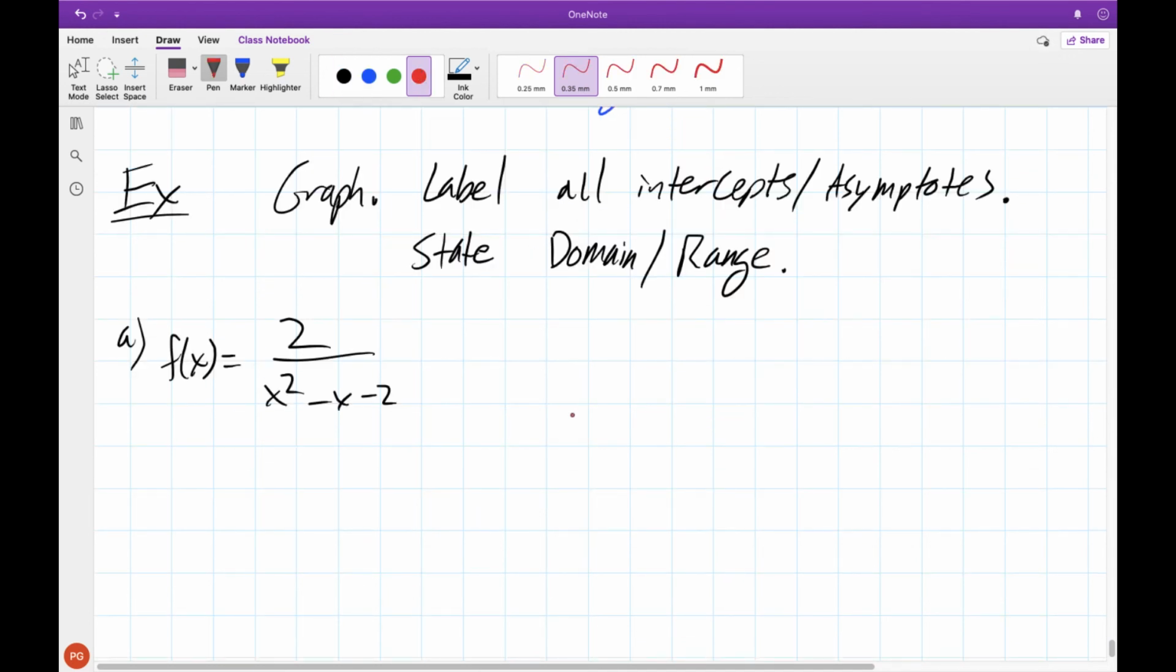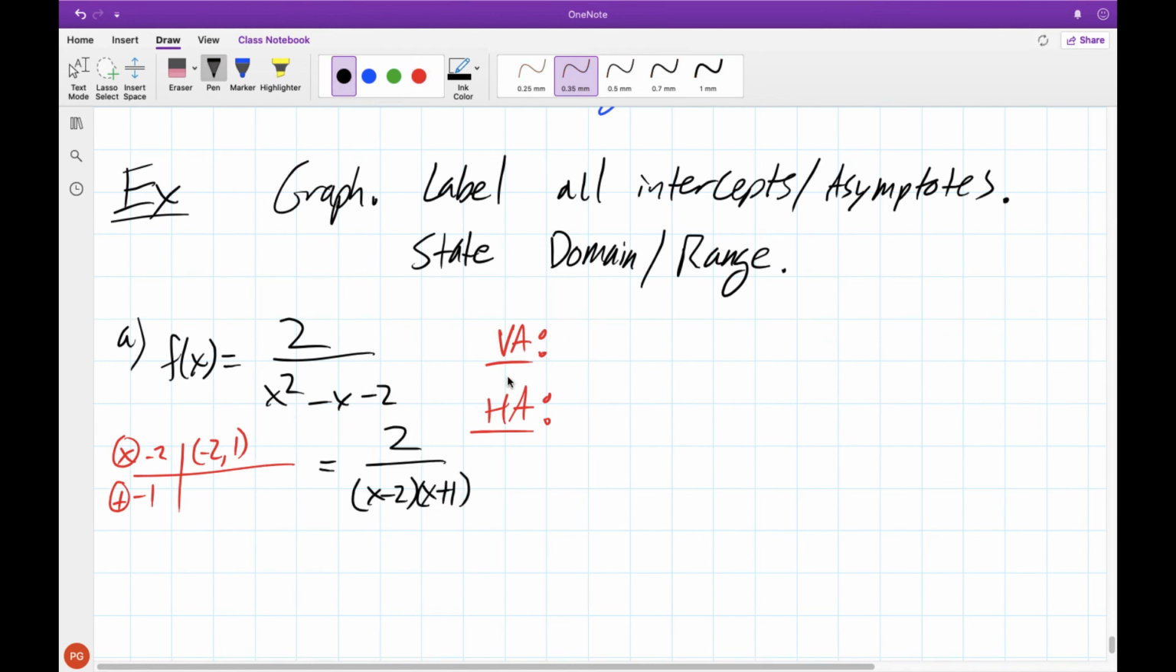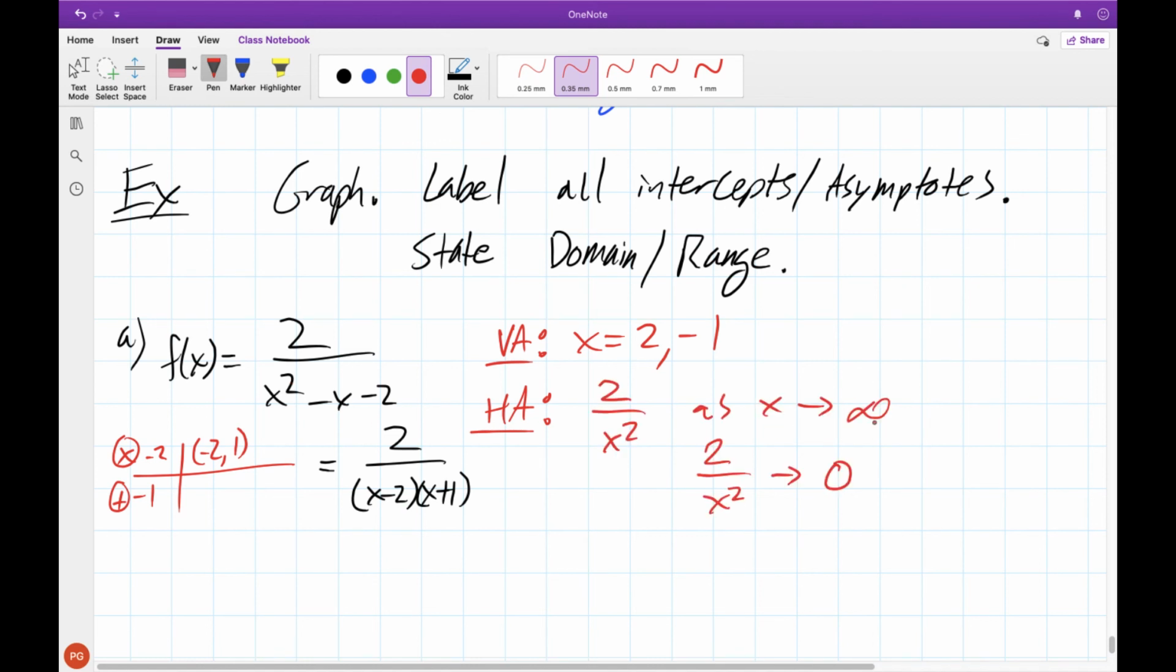If you remember, the first step we want to do is try to find our vertical and horizontal asymptotes. To do that, we're going to need to factor our bottom here. -2 and +1 are the numbers we need to use, which tell us that our two vertical asymptotes are going to be at x equals 2 and -1. For our horizontal asymptote, we're going to look at the ratio of our biggest degree terms on top and bottom, and as x goes to some big number, we'll see that 2 over x squared is going to go towards 0. 2 divided by some giant number gives us 0. So our horizontal asymptote will be that y equals 0.